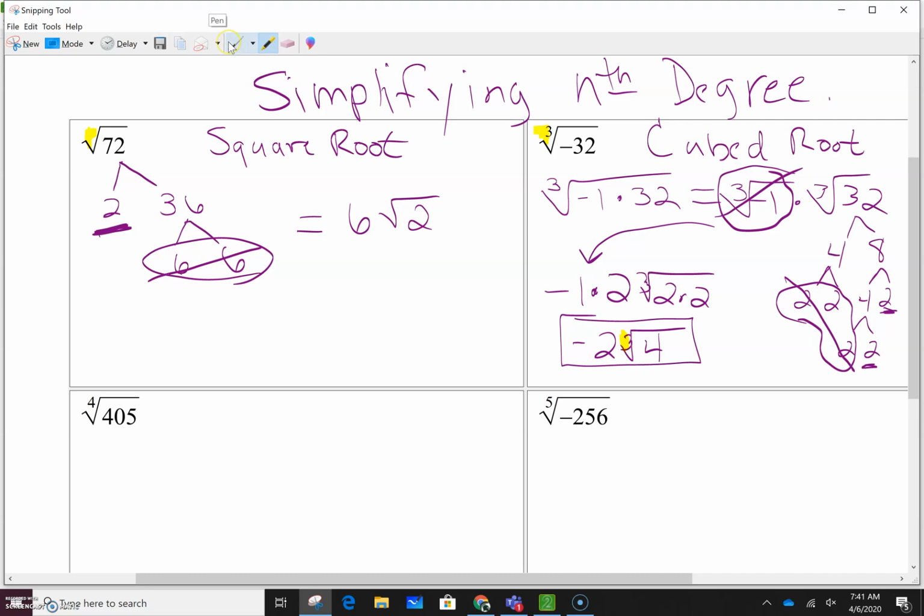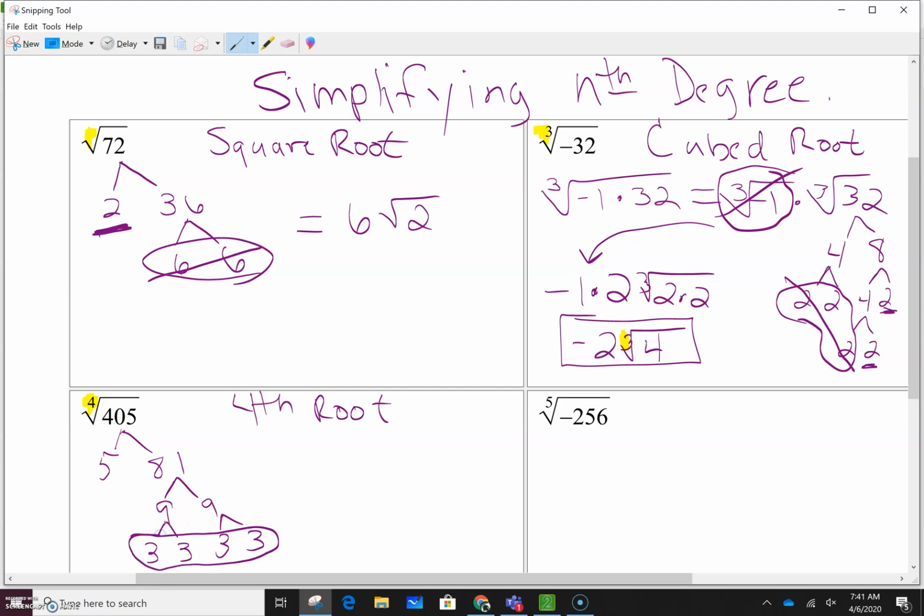All right. So now let's move on to the fourth root over here. This is a fourth root, and so it's looking for 4 of the same number inside the radical. So let's start. I know for sure 5 is going to go into 405. So 5 times 81 is what will make up 405. 81 is 9 times 9. And 9 is 3 times 3, and the other 9 is also 3 times 3. So I can see here that I have 4 of the same number.